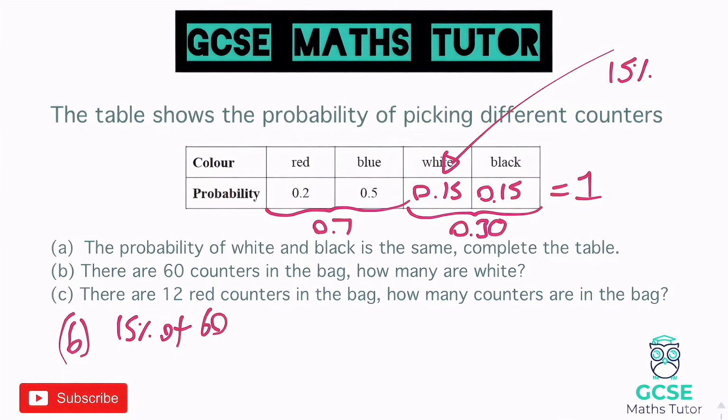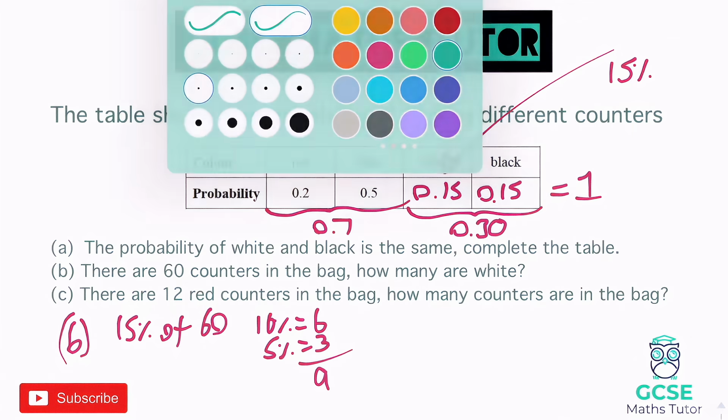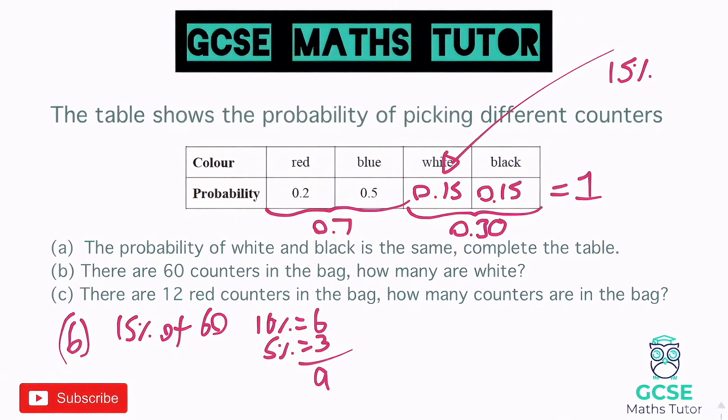And we can do that nice and easy. 10% is 6, 5% is half of that, which is 3, and add them both together and that's 9. Now part C here, you won't be given this at the same time as question B because we already know that there are 60 counters in the bag, but it says that there are 12 red counters and how many counters are now in the bag.